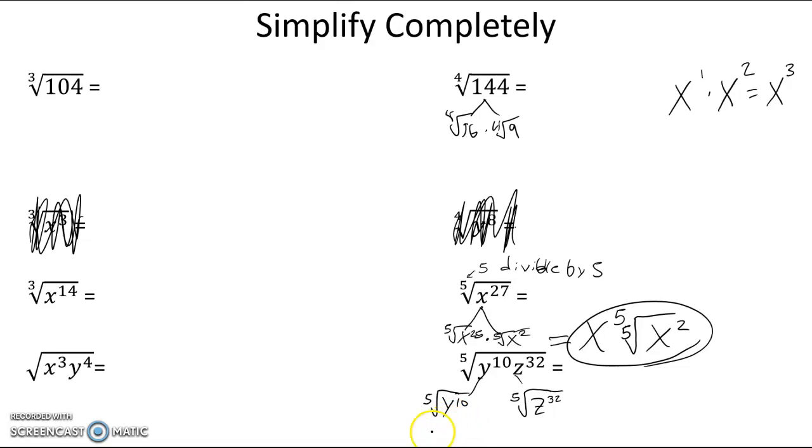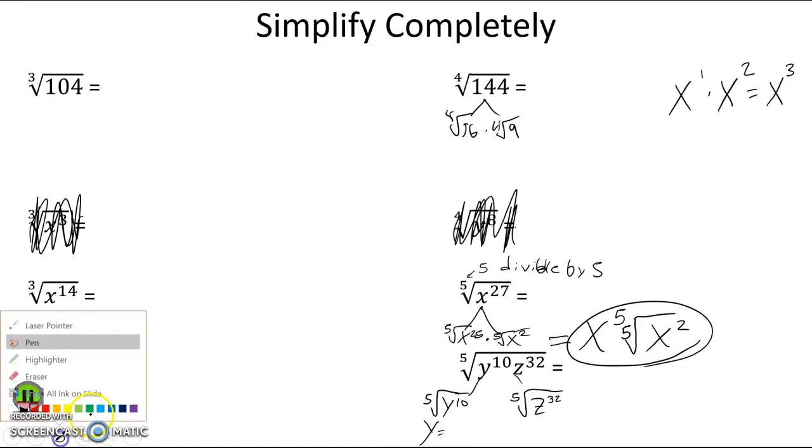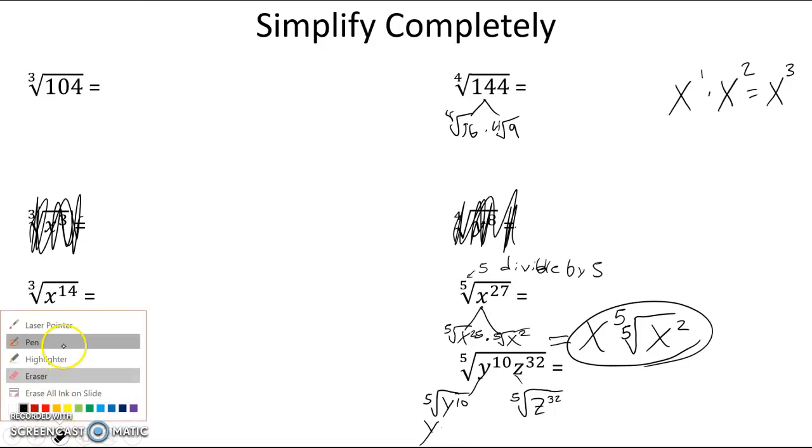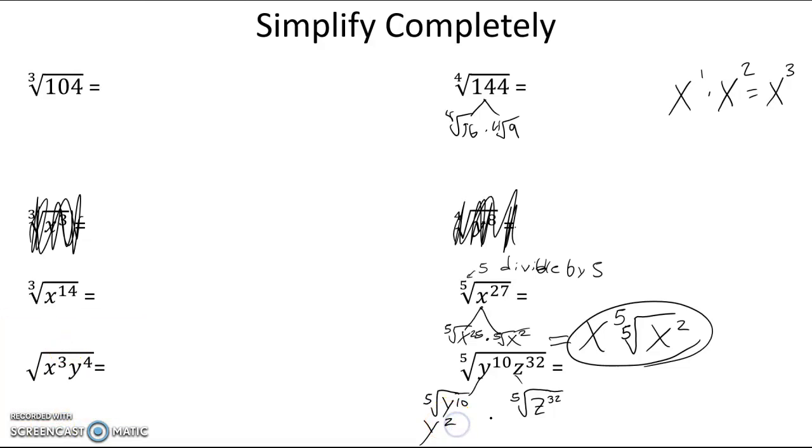So I'm just going to do y to the 10 divided by 5th power, which is just going to be y to the 2nd power. Now, z to the 32nd power, this 32 here isn't divisible by this 5. So I need to do a little bit more splitting up here. Again, we want a number that's lower than 32 but divisible by 5, the next closest number to 32, which is 30. So I can do the 5th root of z to the 30.